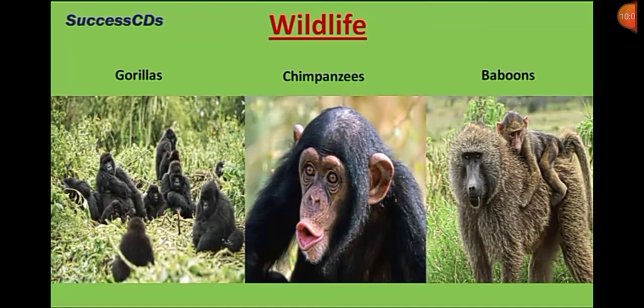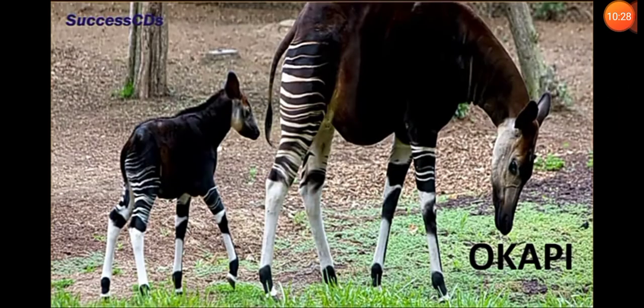Here student, you can see in this picture, the dense forest provides an excellent shelter to animals. Gorillas, chimpanzees and baboons are found in the forest. Insects and reptiles are found in large numbers, and reptiles include snakes, pythons and crocodiles. Okapi, a horse-like animal, is also found here. The Democratic Republic of Congo is called the natural zoo of the world. So student, these are some of the important animal and wildlife features of the Democratic Republic of the Congo.